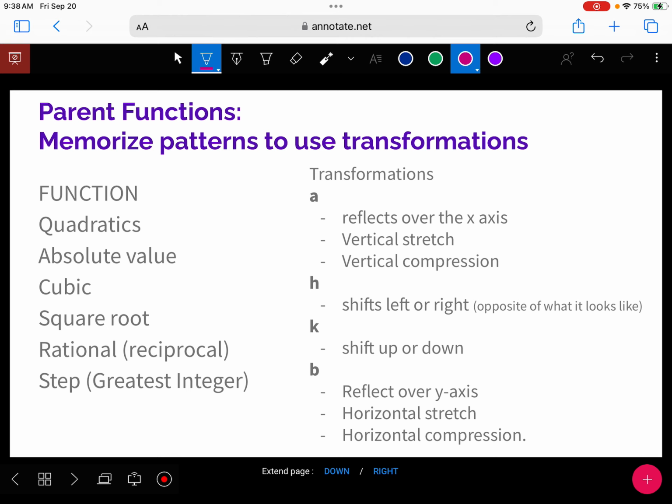The one we may or may not have seen is B. B is like A, but for the x's. So B is where we're going to have a y-axis reflection and a horizontal stretch or compression. And this works for all of these functions on the left. It works for quadratics, absolute values, cubics, square roots, for our rationals, which are those 1 over x's or x over x's, those guys. And then our step functions, which are like piecewise functions, but just horizontal lines.